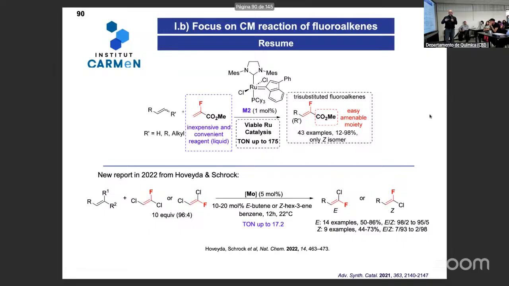Next, please. And a few months after we published that, Hoveyda and Schrock again published in Nature Chemistry in 2022 this kind of reaction, this time with dichlorofluoroethylene E and Z, and the other stuff with these compounds, which are very interesting because here you can easily post-functionalize the chlorine atom.